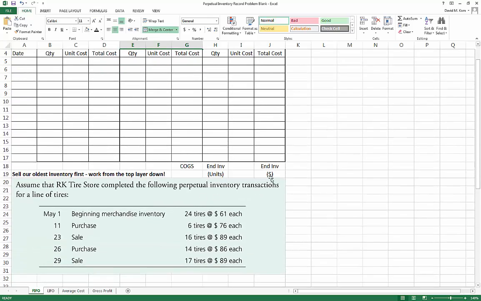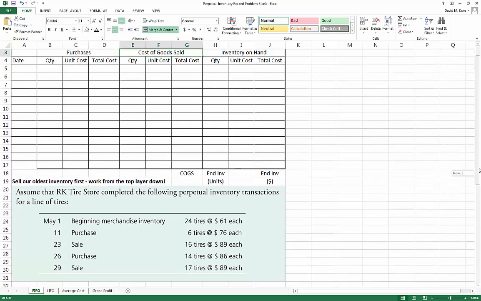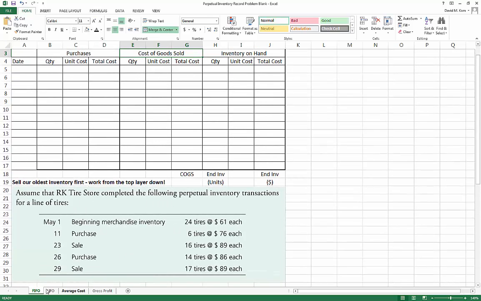The first thing we'll do is look at our data here. We're going to use the same data for each of these methods. It says: assume that RK Tire Store completed the following perpetual inventory transactions for a line of tires. And it gives us all of the transactions in May. We have beginning inventory, we make a purchase on the 11th of May, we make a sale on the 23rd, we make another purchase on the 26th, and then we finalize a sale on the 29th as our last transaction.